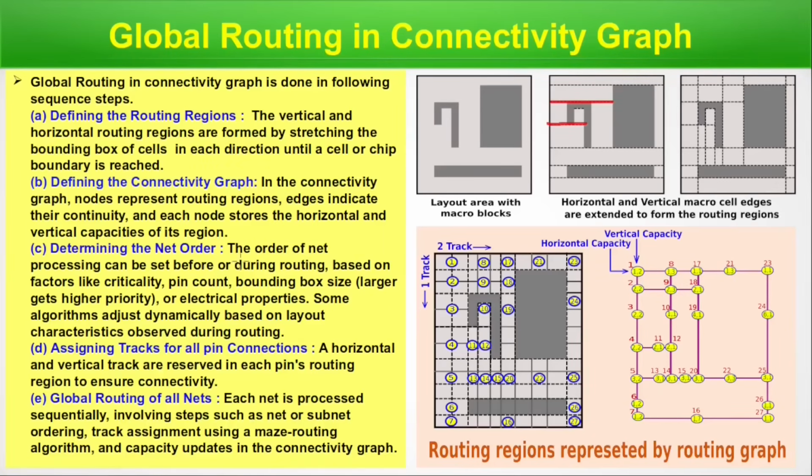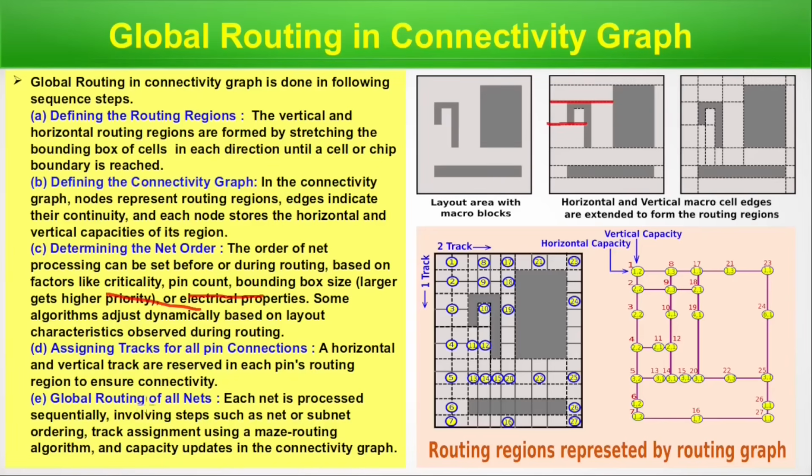Now, determining the net order. The order of net processing can be set before or during routing based on factors like criticality, pin count, bounding box size, where larger gets higher priority, or electrical properties. Some algorithms adjust dynamically based on layout characteristics observed during routing. Now, assigning tracks for all pin connections. A horizontal and a vertical track are reserved in each pin's routing region to ensure connectivity.